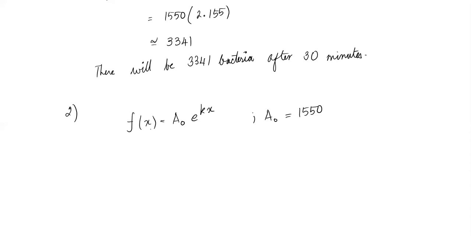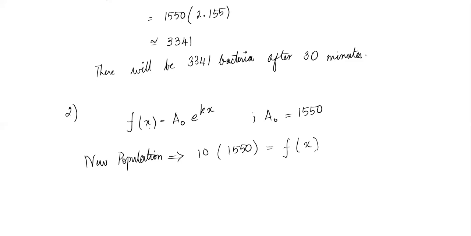If the population will be 10 times its original value, I will say new population. New population will be 10 times the initial population, so 10 times 1550. And this would be your f of x, right? Because f of x stands for the new population, isn't it?